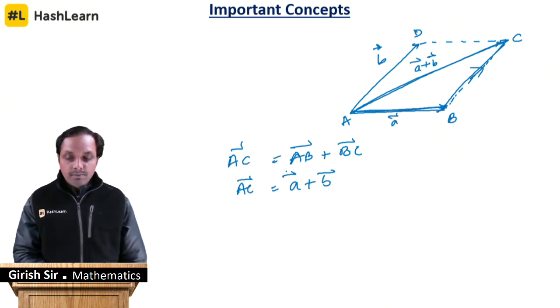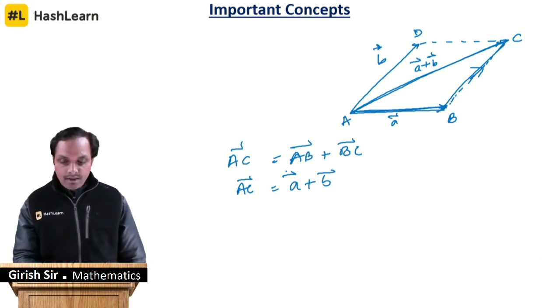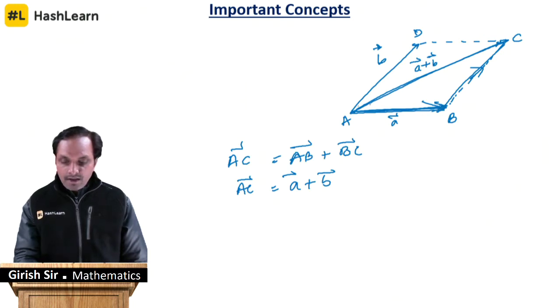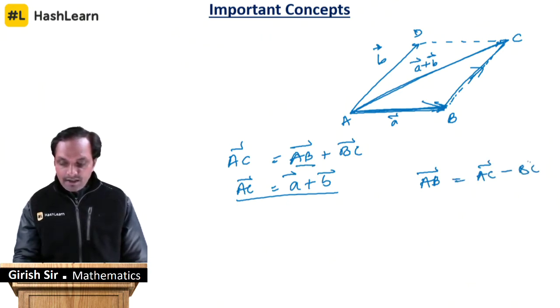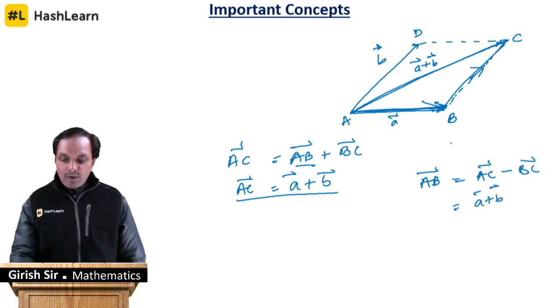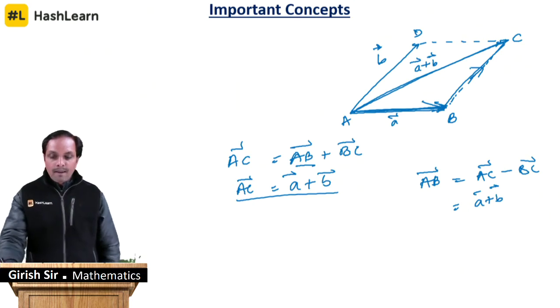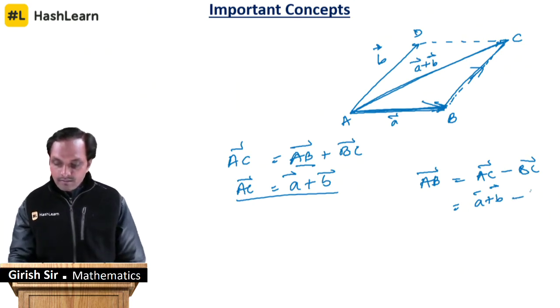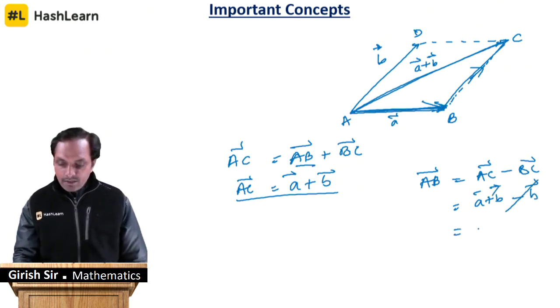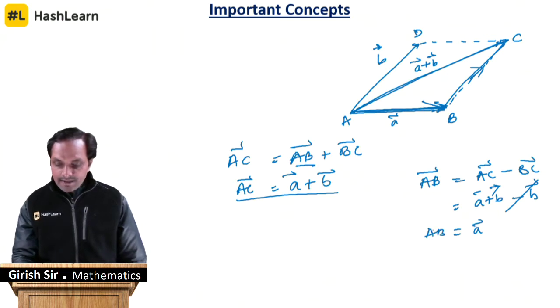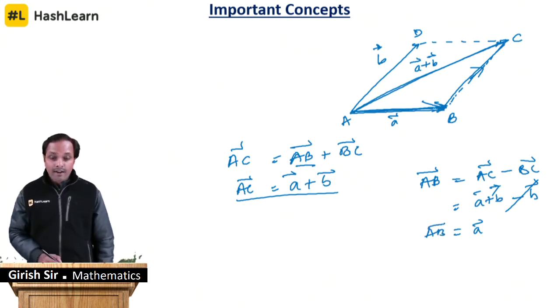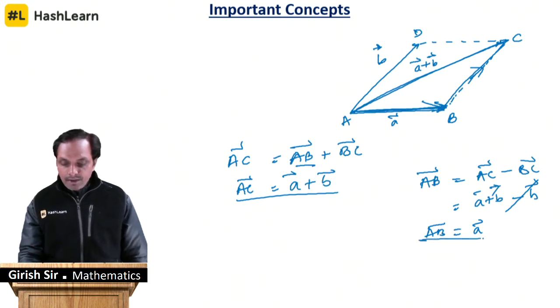Suppose you want to find the AB vector from this. What does that become? It becomes AC minus BC. So what is AC? This is A plus B. And what is your BC vector? B vector, cancel it. You know that we got the AB vector as B, which is what we have taken already, right? So this is how you need to find it.